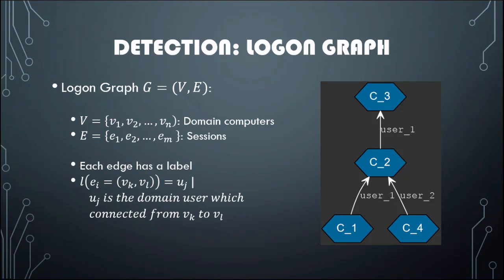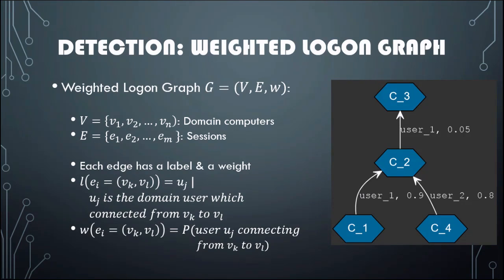So first we have a logon graph. A logon graph is a graph which consists of vertices, which represent the domain computers, and the edges represent the session between those computers. So every time a user connects from a source computer to a target computer, we would add a corresponding directed edge in the graph and add a label to the edge representing the user which made that connection. For example, here you can see that user 1 connected from computer 1 to computer 2, and then from computer 2 to computer 3.